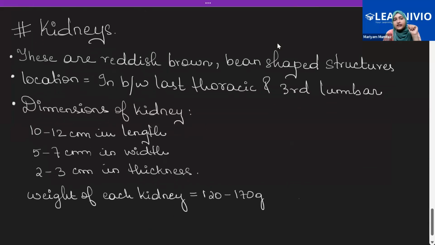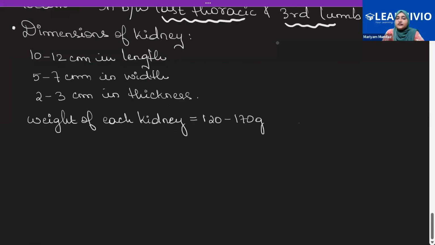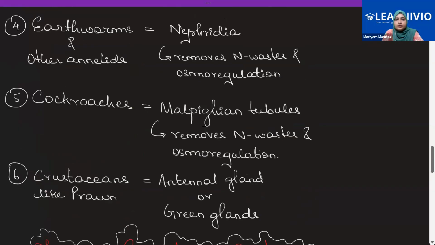Now talking about the kidneys. They are reddish brown bean shaped structures. Where are they located? They are located in between the last thoracic and the third lumbar vertebrae area. The kidneys are 10 to 12 centimeters in length, 5 to 7 centimeters in width, and 2 to 3 centimeters in thickness. The weight of each kidney is 120 to 170 grams. Clear, students? Okay, note down till here.